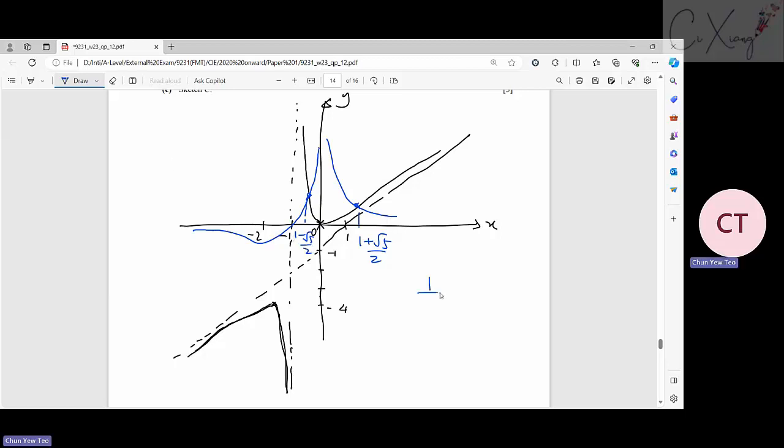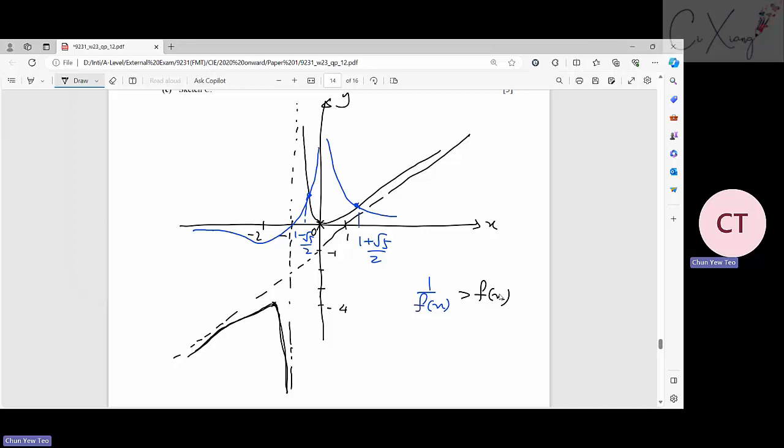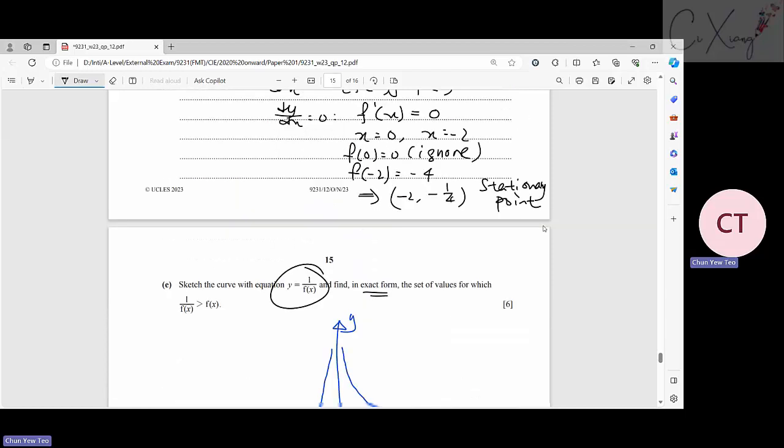And you are looking for 1 over f(x) greater than f(x). That means you want the blue graph to be higher than the black graph. So the part where the blue graph is higher than the black graph will be here. It will be this part only. And also this part. So from here, you can see that your answer is x less than negative 1, and x is between the two roots just now.